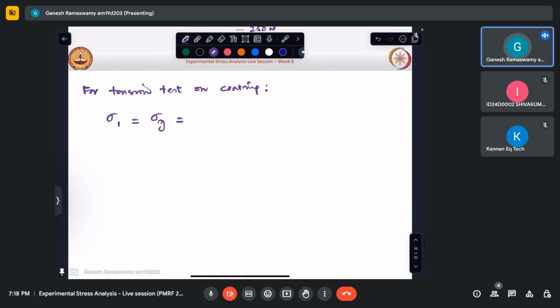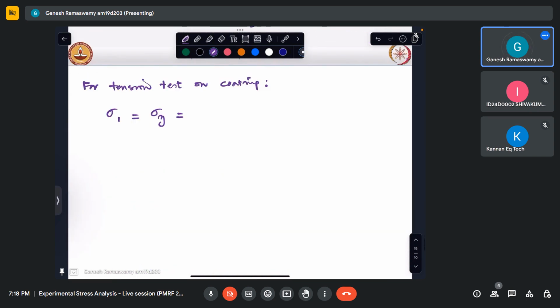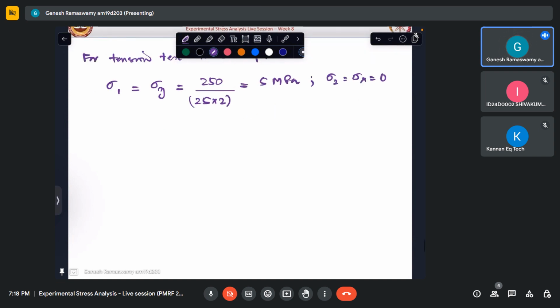And since this is the uniaxial case, sigma 2 equals sigma x equals 0. So from the stress optic law, I have sigma 1 minus sigma 2 equal to n f sigma by t or h. Let me take this to be h. And here it is the light path. And as we had remarked earlier, this will be just one time the thickness because that is the light path actually.